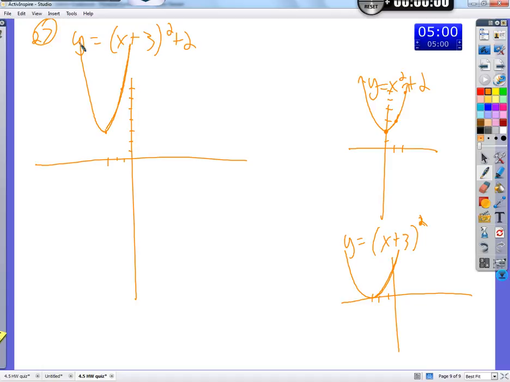That's called the vertex form. Vertex. Those numbers here tell us exactly where the vertex should be. We put the y as 3, like on the graph.